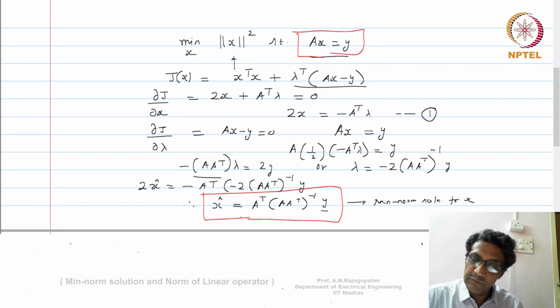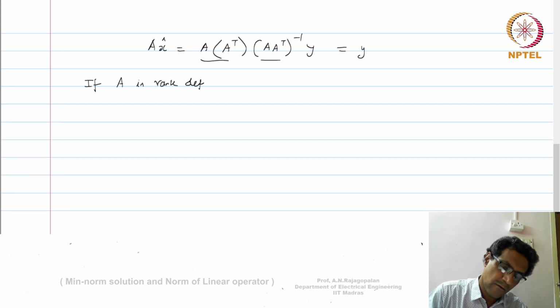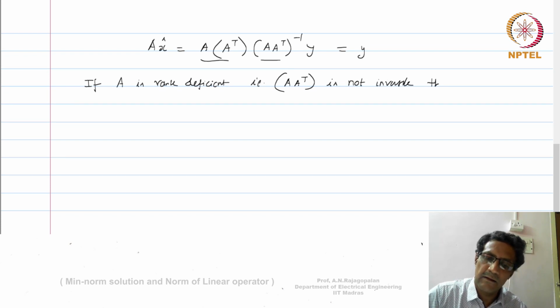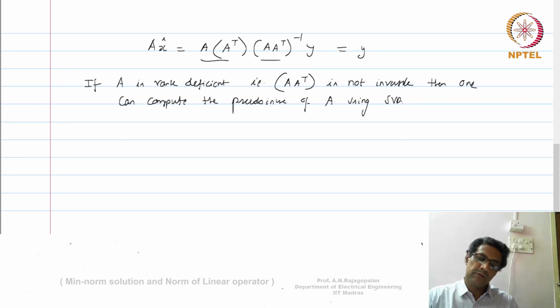Now, if it so happens that A is rank deficient, that is, A A transpose is not invertible, then one can compute the pseudo-inverse of A using SVD. We've already seen what this SVD is like, so you can compute the pseudo-inverse of A using SVD.